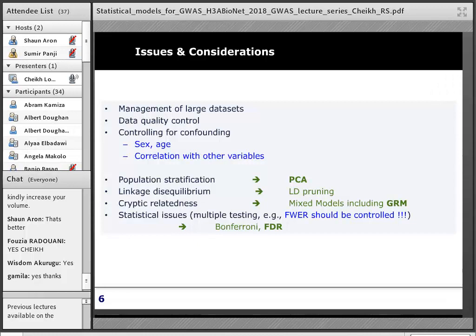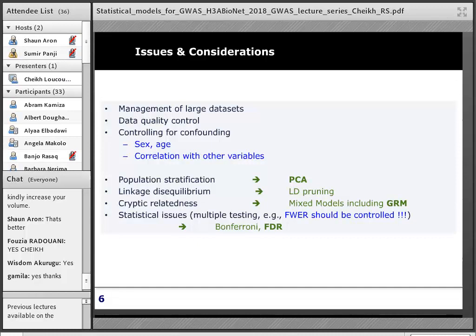You also have a linkage disequilibrium problem, and in general, we use LD pruning to select markers, SNPs, that are independent given a threshold of LD. For example, we can fix an LD threshold and select all SNPs for which their LD is less than that threshold, and then do the GWAS on these SNPs. You also have cryptic relatedness that can be fixed by including the genetic relatedness matrix, the GRM, in your models. And another statistical issue is the problem of multiple testing.